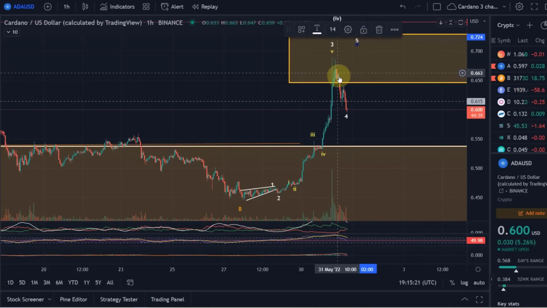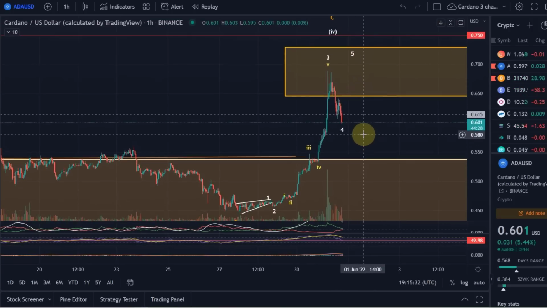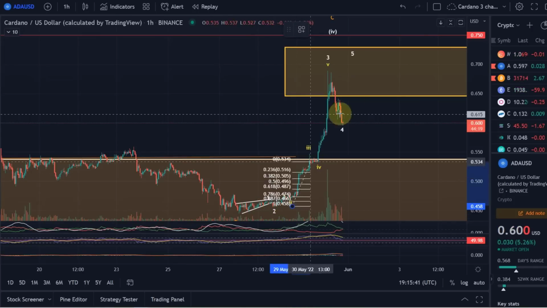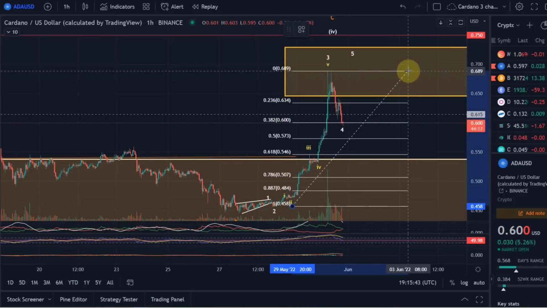Now the problem with this move down is that technically it could come down all the way to 47 cents in this wave 4. That would be far too big for a wave 4, so it doesn't make any sense. But usually, as you remember, a wave 4 would normally come down to the area between the 38.2% FIB level and the 50%.